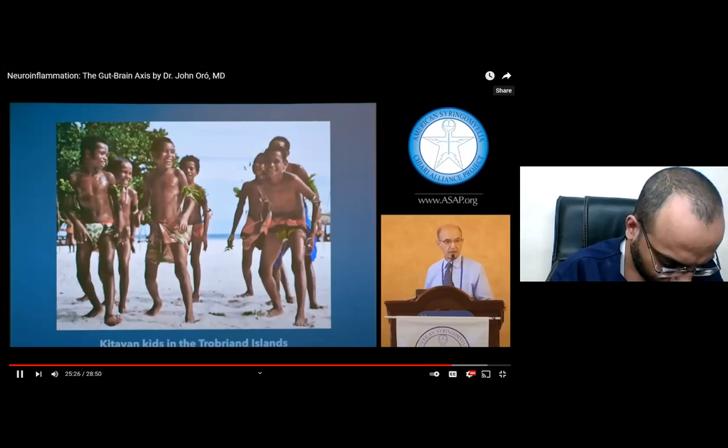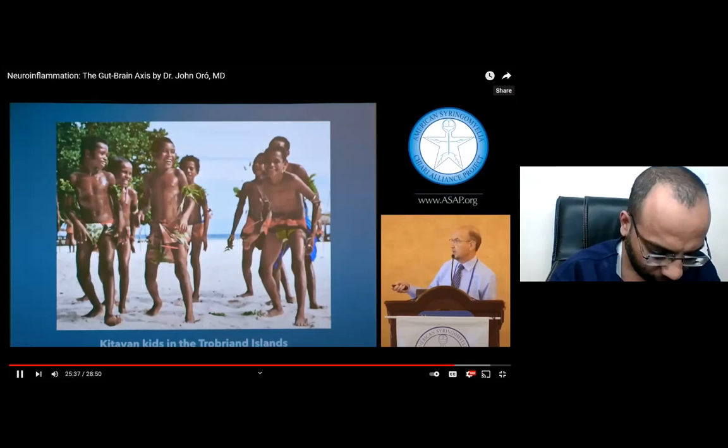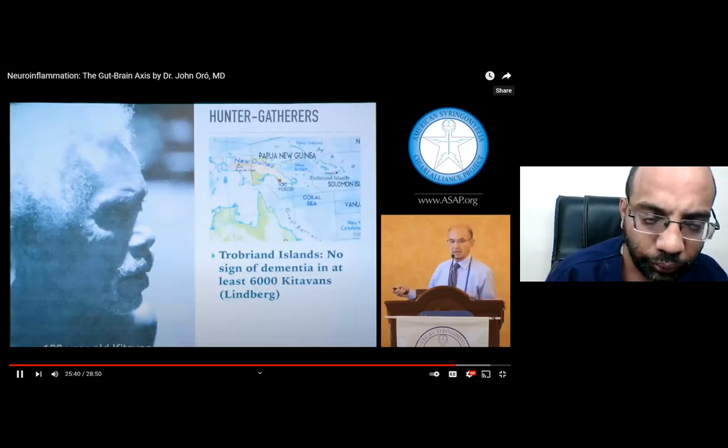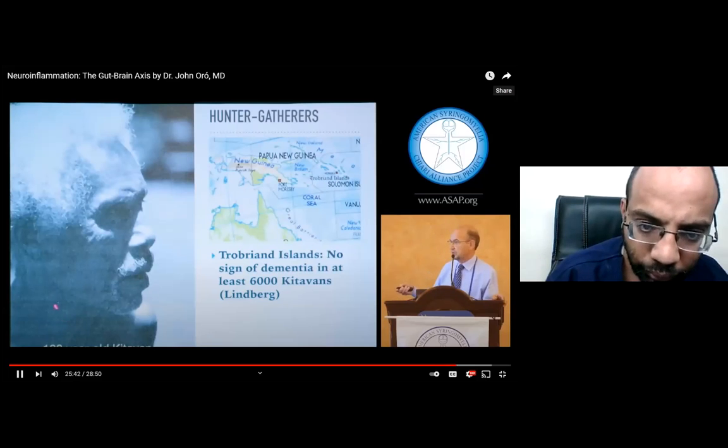Look at these little boys, okay? This just happened to be one I ran into. They're Kitavans in the Trobriand Islands. They ate their ancestral diet. They continue their ancestral lifestyle. That's how they look when they're young. The thing is, they live a long, long time. This is a 100-year-old Kitavan.